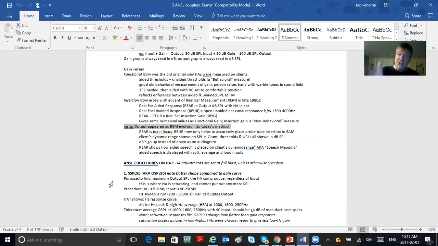And this is the general story that we're going to be talking about in this course. We're going to talk about functional gain, we're going to talk about insertion gain, and then we're going to finalize the course with today's insistence on in situ output. In situ is just Latin for in situation, with the hearing aid in place. In situ, what's the output? Hitting the guy's eardrum with the hearing aid in the ear. We don't care about the gain anymore. We're focusing now more on the output. Got it? Good.